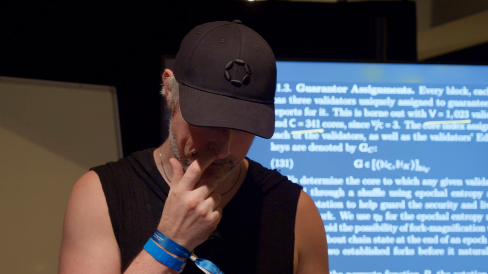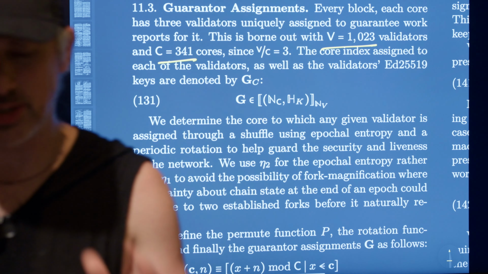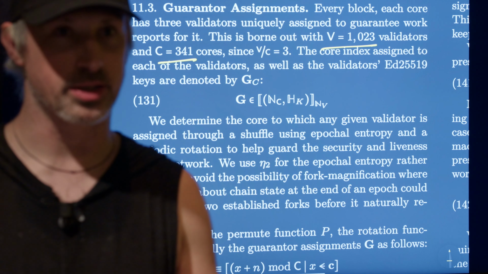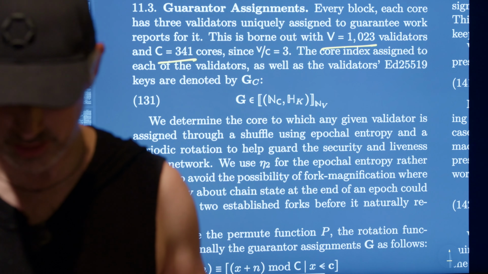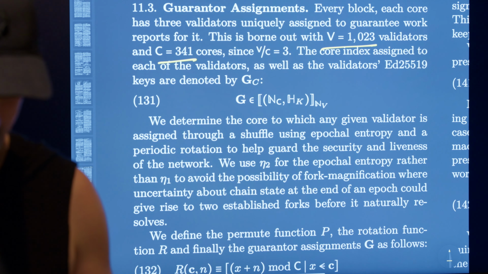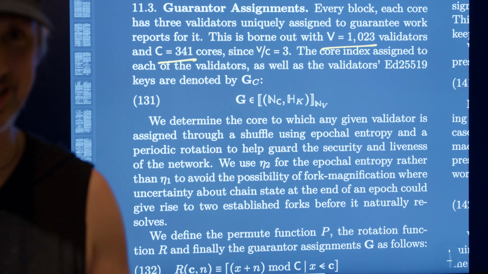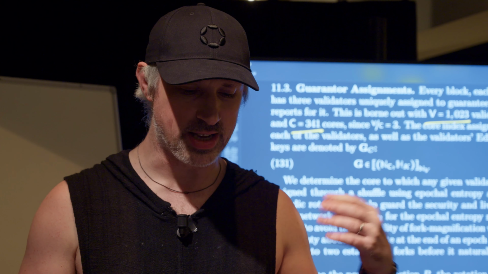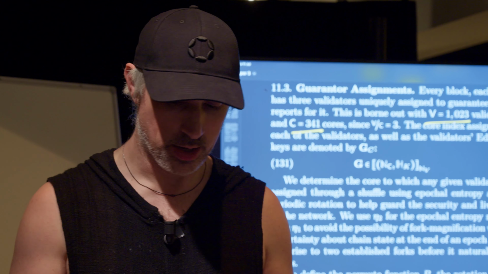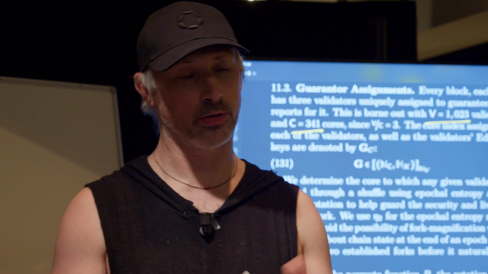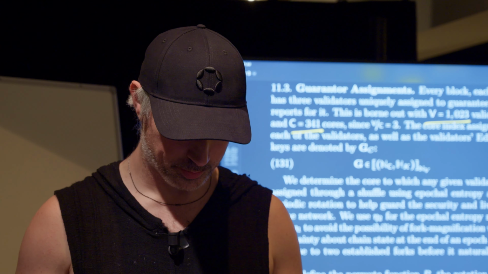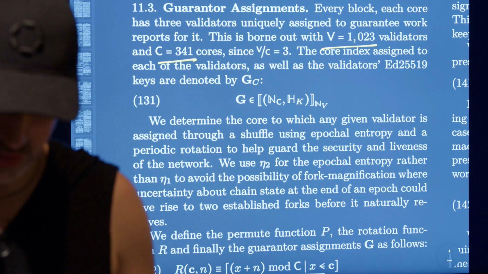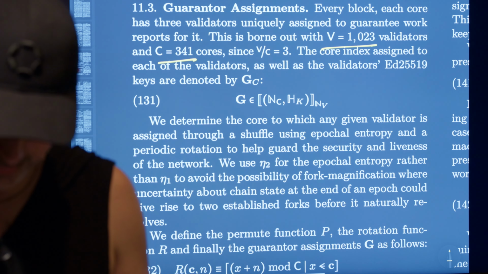Now, we don't store this mapping on chain. We don't need to because it's deterministic. It's deterministic based on the epochal randomness, which we saw in an earlier section as eta. With this epochal randomness and the epochal phase, we can calculate what core index any given guarantor or validator is guaranteeing. We put this into G.